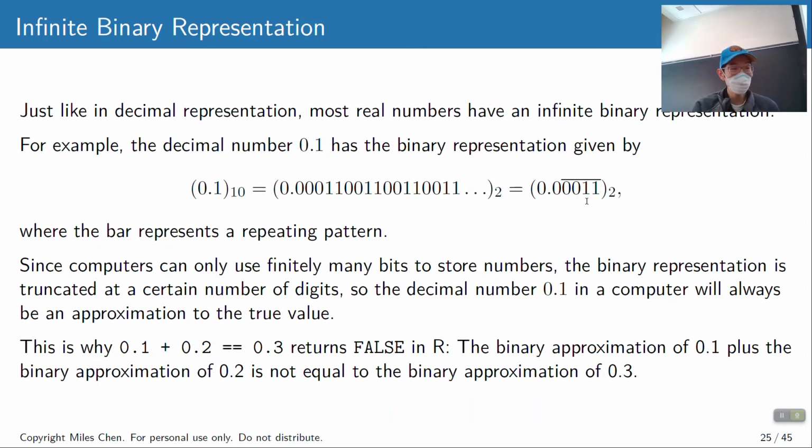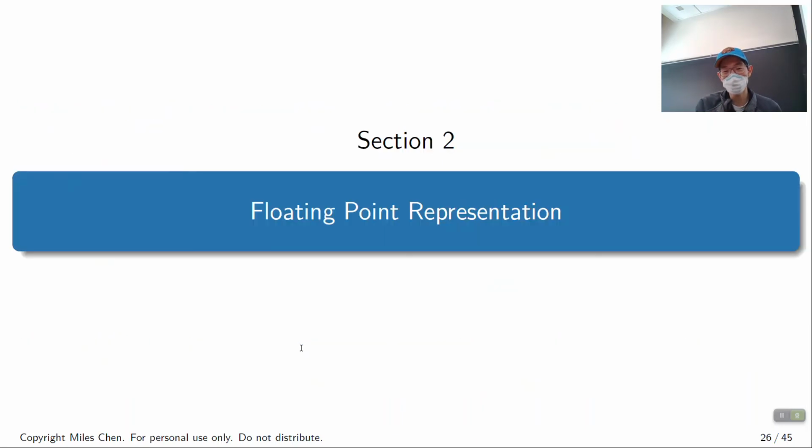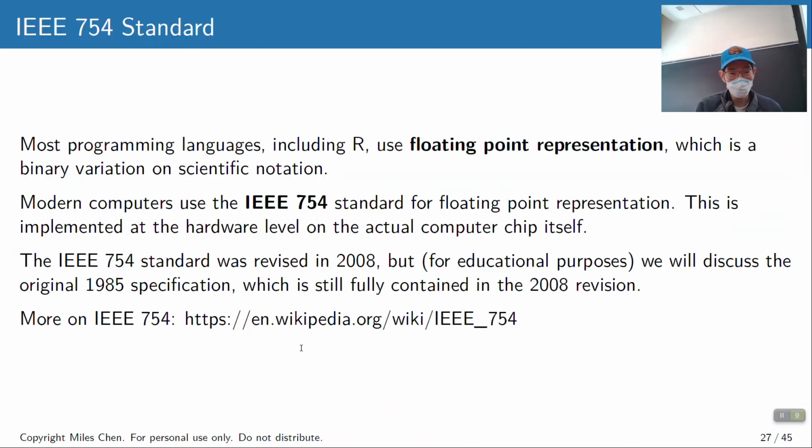0.2 also has an infinite binary representation, which is truncated, or maybe rounded off, at some point. And so when we combine these two together, we don't get the binary approximation of 0.3. When you take the binary approximation of 0.1 and add it to the binary approximation of 0.2, it doesn't get that. So let's delve into the standard that we are using for binary floating point representation.